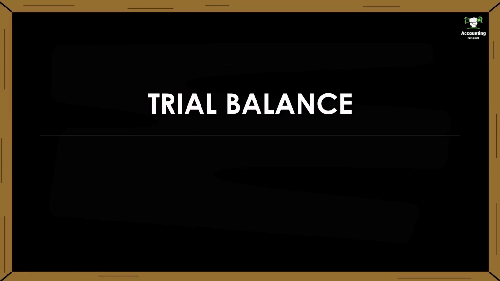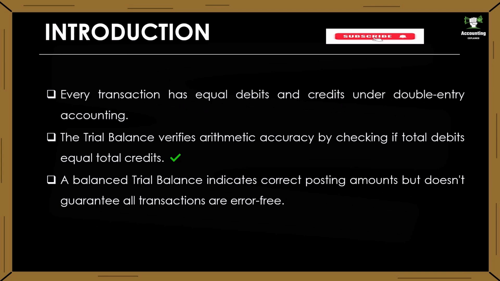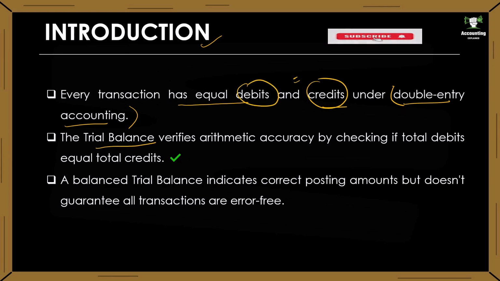In this chapter, first let us learn about trial balance. Students, now let us see the introduction to trial balance. Every transaction has equal debits and credits under double entry accounting. So we know under double entry accounting, debit should always be equal to the credits. The trial balance verifies arithmetic accuracy by checking if total debits equal total credits.